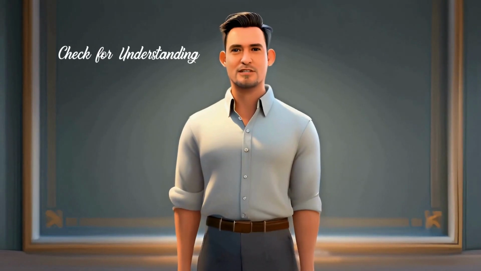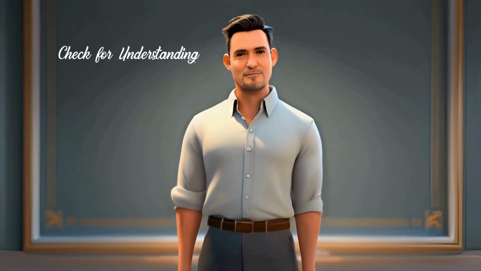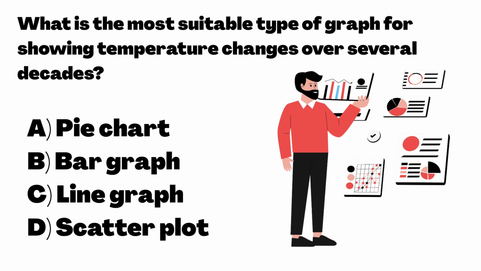Let's check for understanding. Carefully read the following questions, pause the video, determine the best answer for each, and then restart the video to check your answer. What is the most suitable type of graph for showing temperature changes over several decades? A. Pie chart. B. Bar graph. C. Line graph. D. Scatter plot. The correct response is C. Line graph.